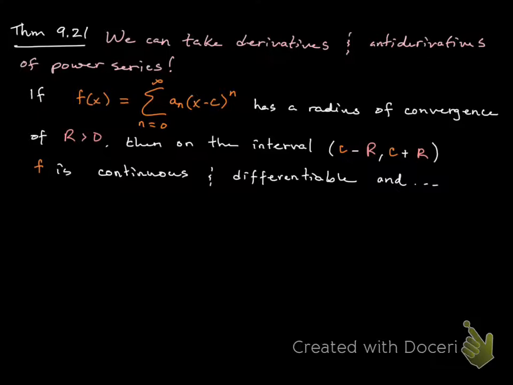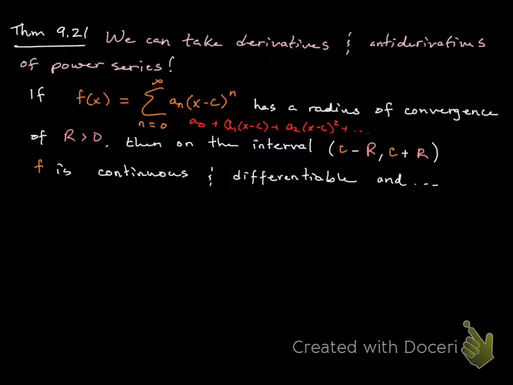It's like a0 plus a1 times x minus c to the first plus a2 times x minus c squared, so on and so forth. That's what my power series looks like written out. That's an f of x. I'm going to take the derivative and antiderivative of that there in red, okay? But what we do is we're able to write it in general in the form of the summation, okay?